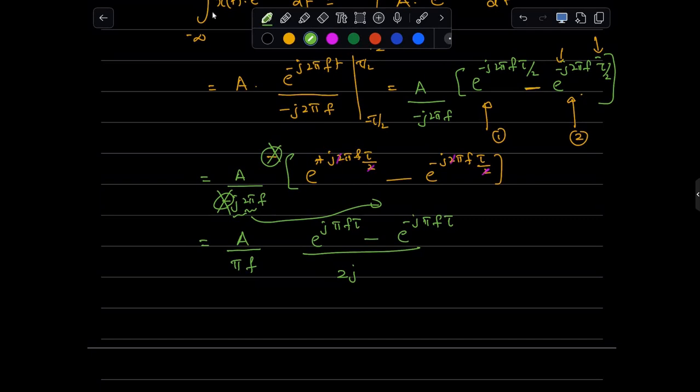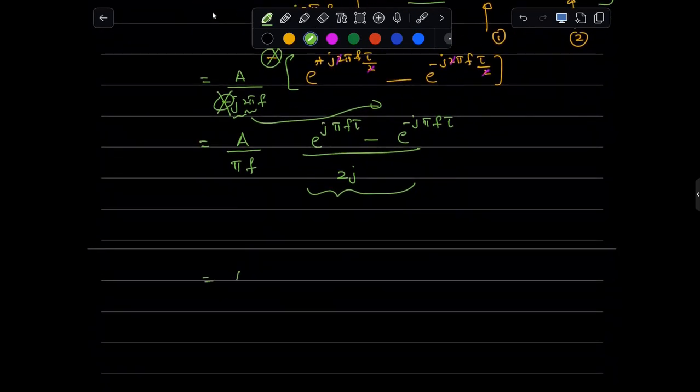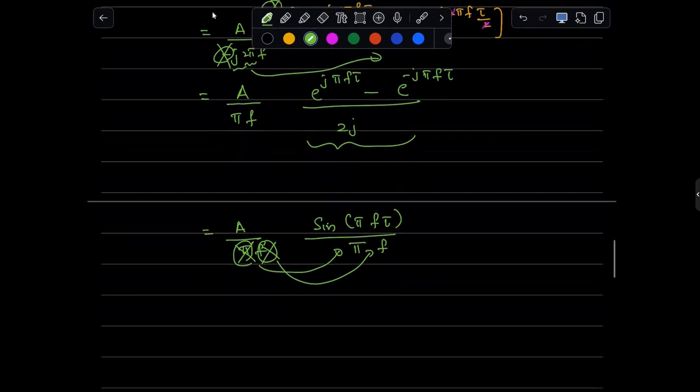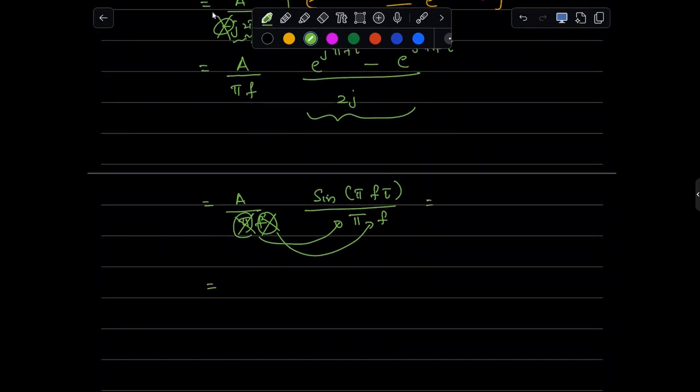Okay, then this is a function which is called a sine function. This is a sine function, right? So this will become a over pi f sine pi f tau. Now you see, I will move this pi here, so the pi will be here now. Then f also I can move, so I will remove f from here and put it here.